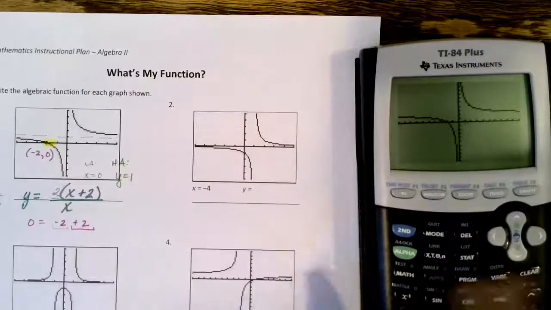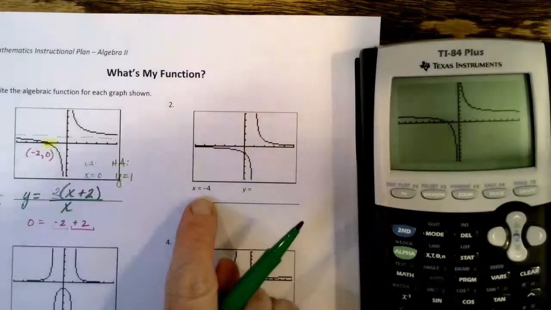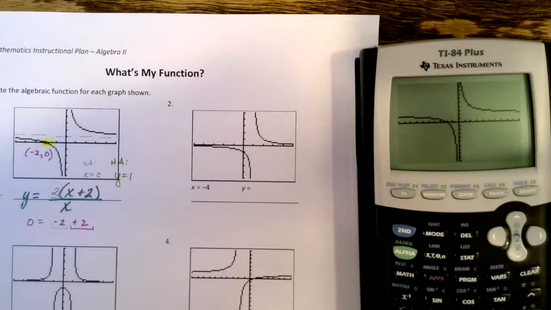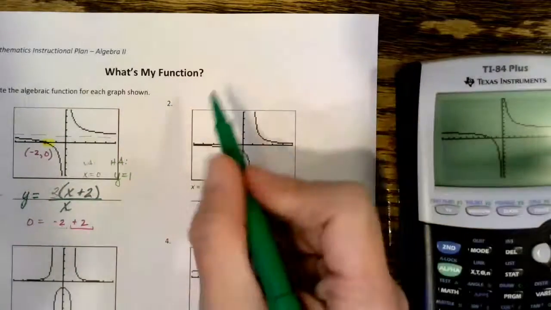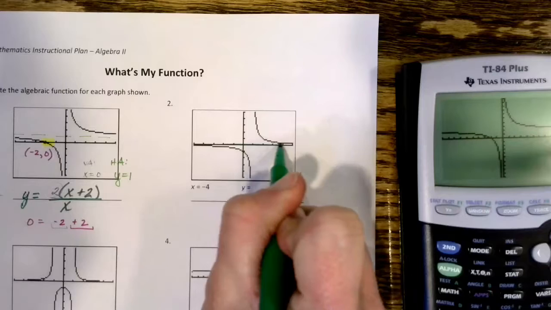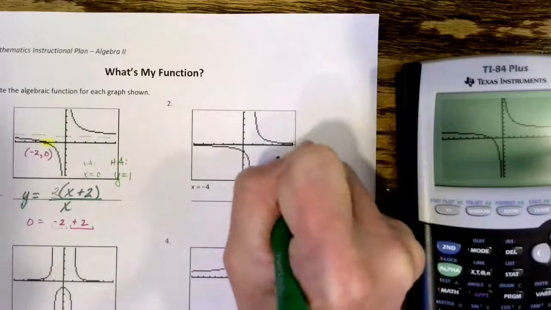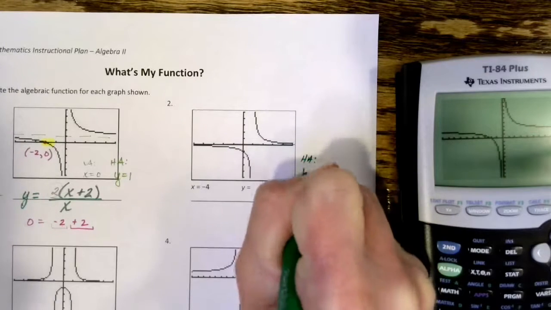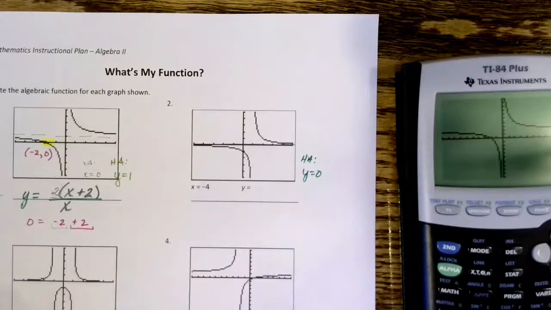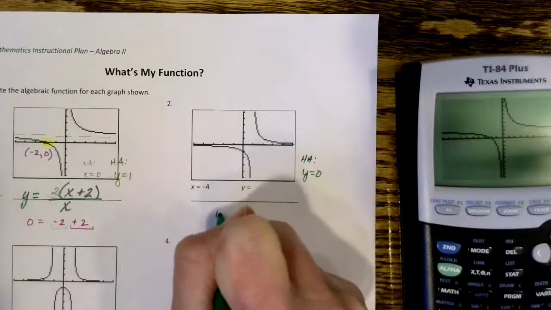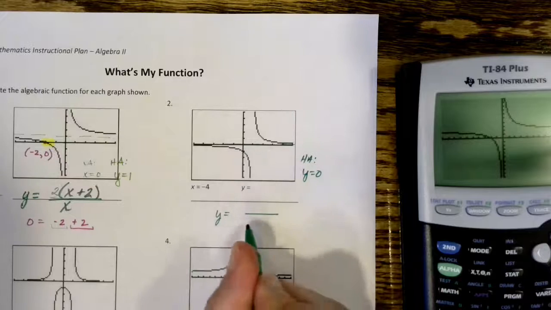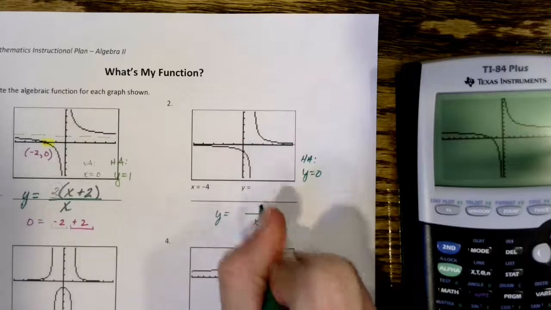When we look here, they have an x is equal to -4, so that's what they want us to use maybe as our test point. All right, I see my horizontal asymptote looks like it's at y is equal to 0, which when I go to build my function means that I have more x's on the bottom than on the top.